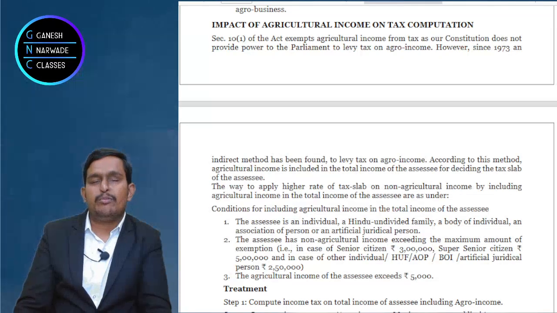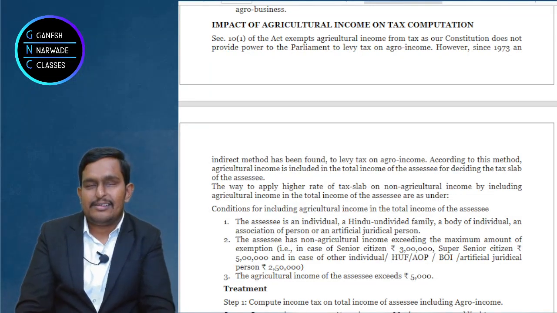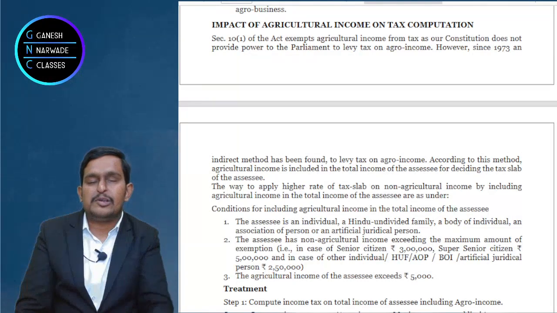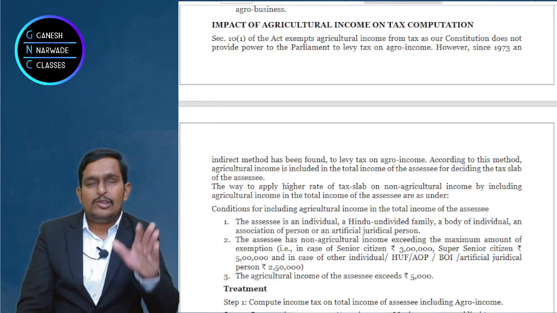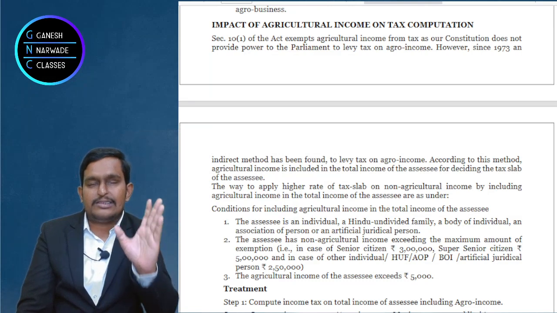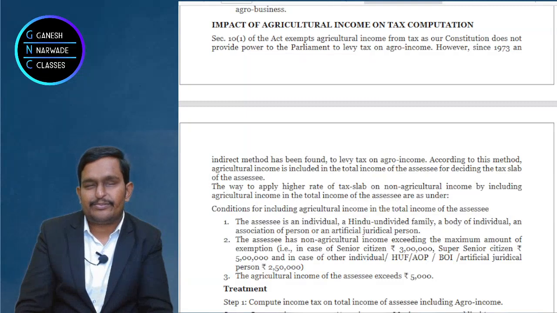The income should be more than the maximum amount not chargeable to tax. Suppose your basic exemption limit is the maximum amount not chargeable to tax: 2,50,000. If you are a resident senior citizen, 3 lakhs. Resident super senior citizen, 5 lakhs. So your income other than from agriculture should be more than this limit. And the last thing is your agriculture income should be more than 5,000 rupees.